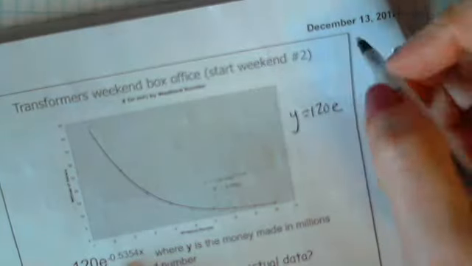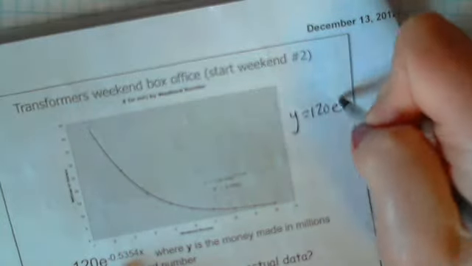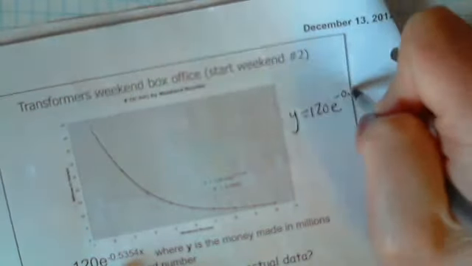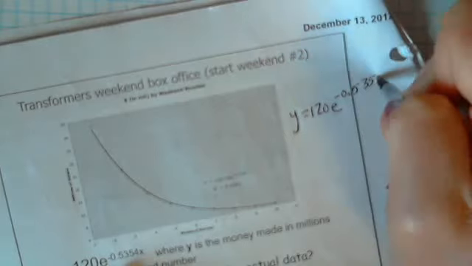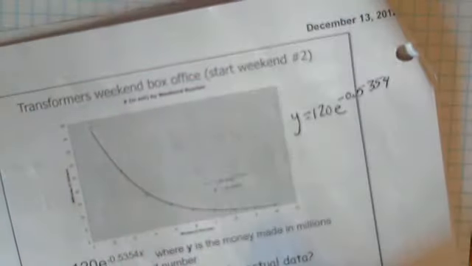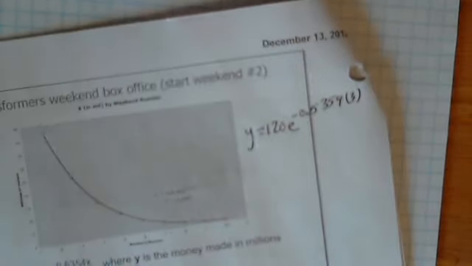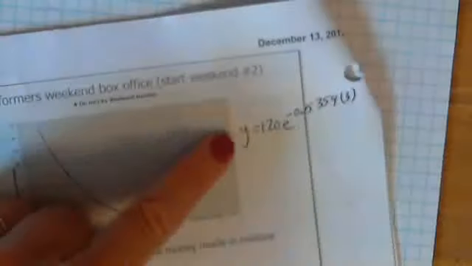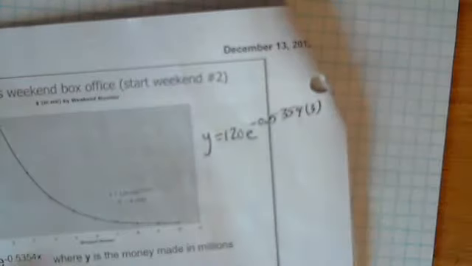We rewrite the formula. Y equals 120 times e, remember that's that funny number, 2.72 something, to the negative 0.5354, and we're going to put in 3 for the third weekend. So in parentheses, I'm going to put a 3 here. So how do we do that in our calculator? We're trying to find out how many dollars it makes in the third weekend according to this function.